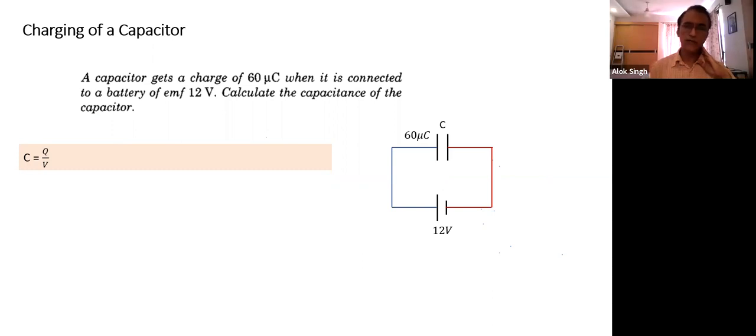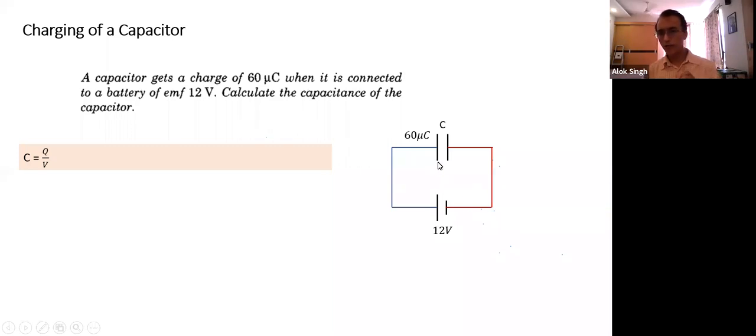What we have done, we have a capacitor. It has a rating of, what is its capacitance? Its capacitance is 60 micro... Sorry, I think they have misprinted. So the capacitor gets a charge of 60 microcoulomb. When it is connected to a battery of 12 volts, we have measured the charge is 60 microcoulomb.